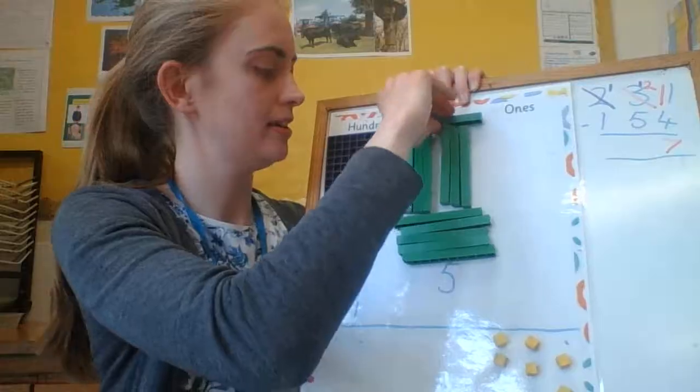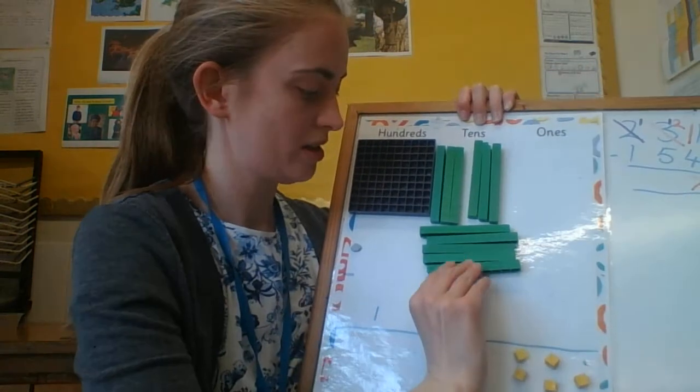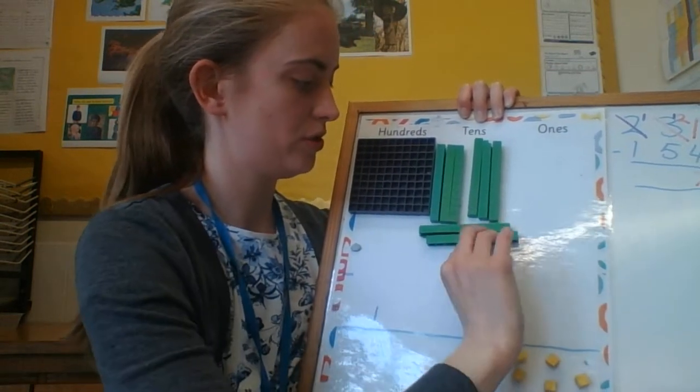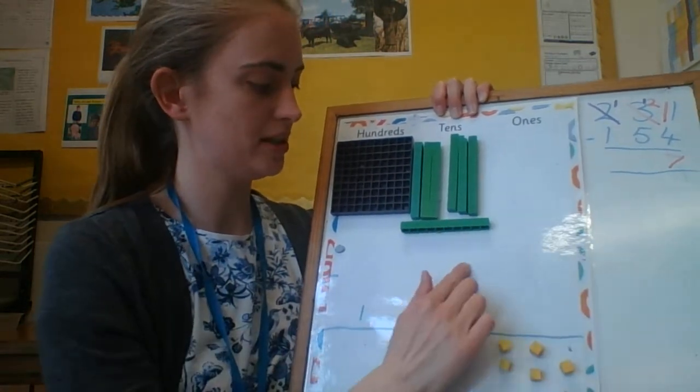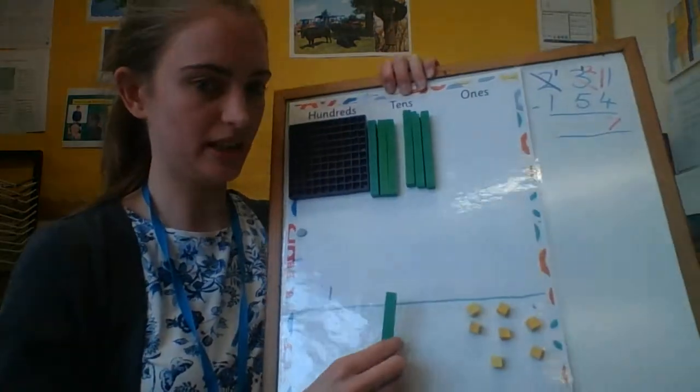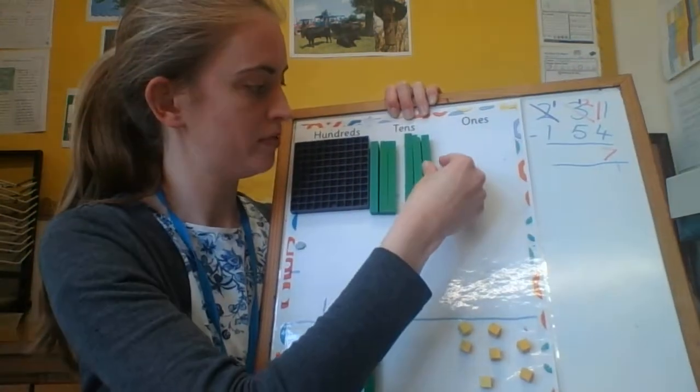So, okay, 1, 2, 3, 4, 5. Okay, so I've taken away my 5 tens. I've done that. And now I can move this down to my answer. So I've got 1.